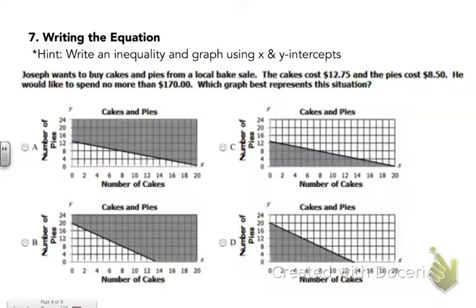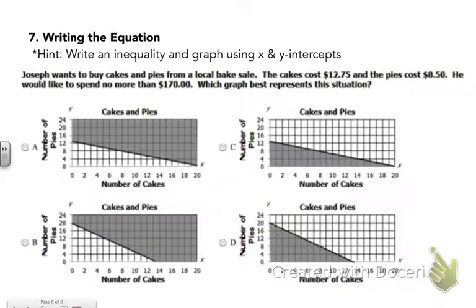Okay, this one goes back to something we did a long time ago, which is graphing inequalities or equations using x and y intercepts. So whenever you see a graph like this where it's just that first quadrant, they're definitely graphing using intercepts. So if we look at this situation, Joseph wants to buy cakes and pies from a local bake sale. Cakes cost $12.75.